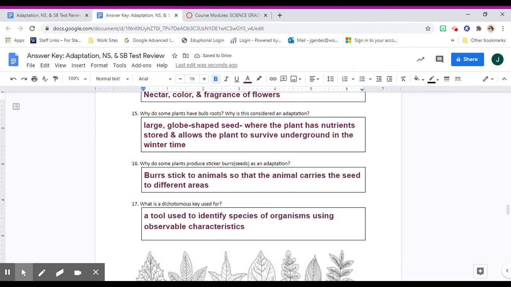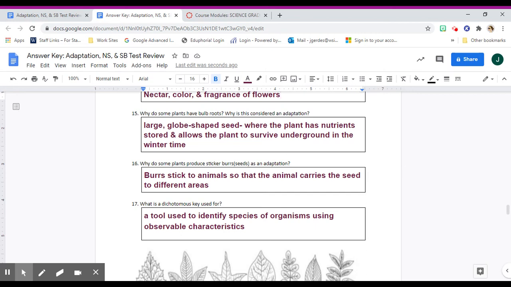Okay. Number 15, why do some people have bulb roots? Or, I'm sorry, why do some plants have bulb roots? Why is this considered an adaptation? Remember, the bulb is large and globe-shaped, where the plant has nutrients stored and allows the plant to survive underground in the wintertime. We talked about some examples being onions and tulips and different other plants, but it allows them to live underground through the wintertime. It also allows, because of the size of it, it cannot be carried very easily by animals.